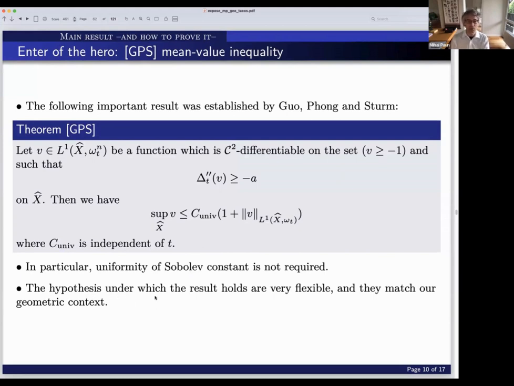What I should also say is that here I just extracted the result that we need in what follows. But if you look at the original presentation of the result, you will see that the hypotheses are extremely flexible, and they match our geometric context, not only ours, but many.